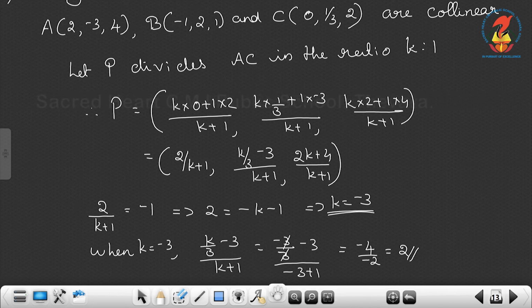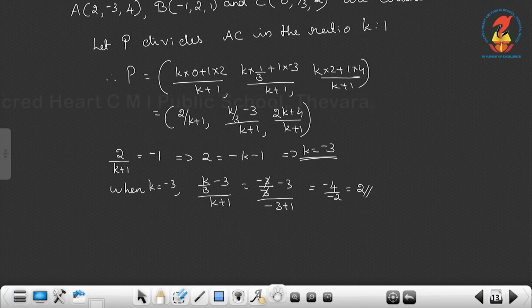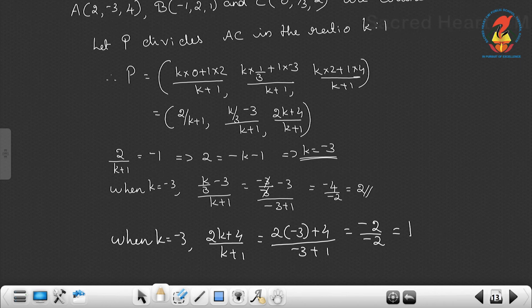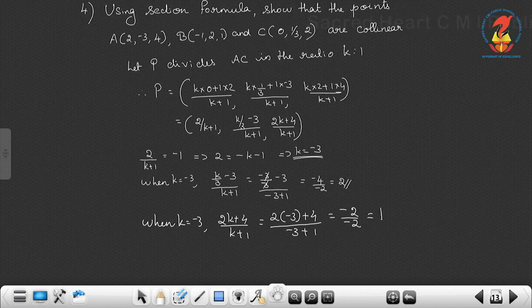Yes. Now you have to substitute k equal to minus 3 in the third coordinate. So when k is equal to minus 3, 2k plus 4 by k plus 1 is equal to 2 into minus 3 plus 4 by minus 3 plus 1. That is minus 2 by minus 2, that is equal to 1. Is 1 the third coordinate?